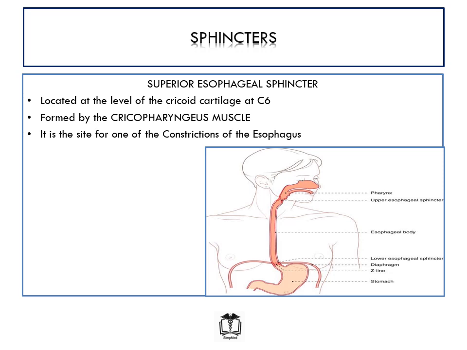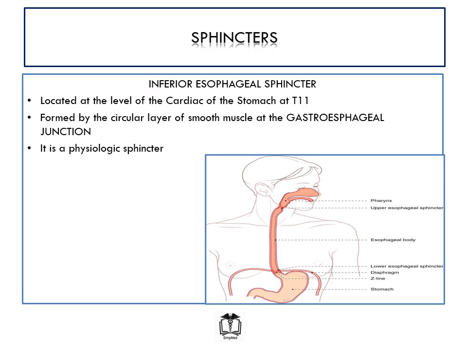So the superior esophageal sphincter or the upper esophageal sphincter is located just at the level of the cricoid cartilage at C6. And like I said, it tends to guard the starting point of the esophagus. It is formed largely by the cricopharyngeal muscle, and it is the site for one of the constrictions of the esophagus that we'll talk about in the next couple of slides. For the inferior esophageal sphincter, it is located at the level of the cardia of the stomach at the 11th thoracic vertebra.